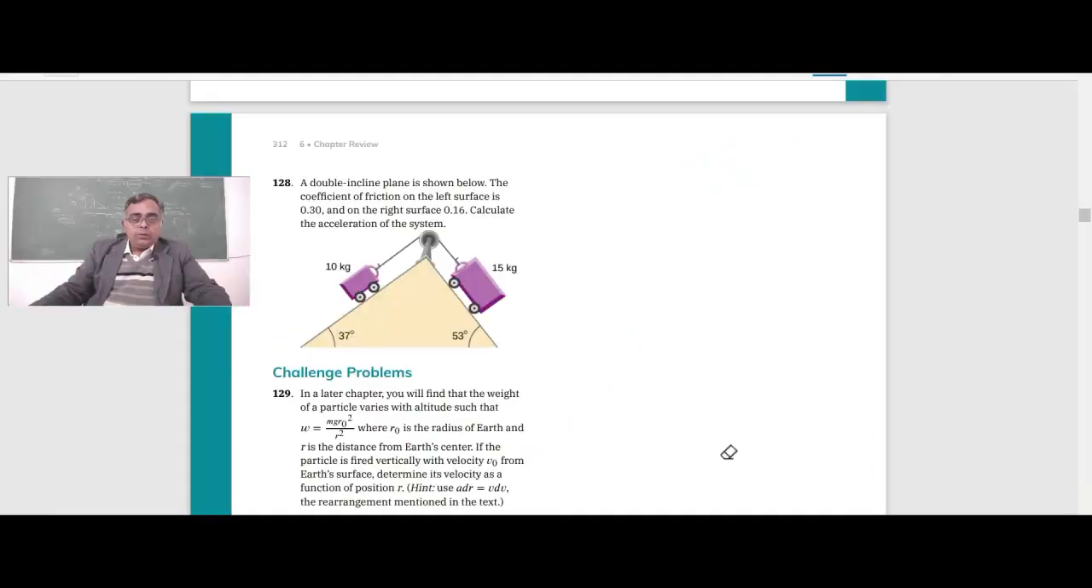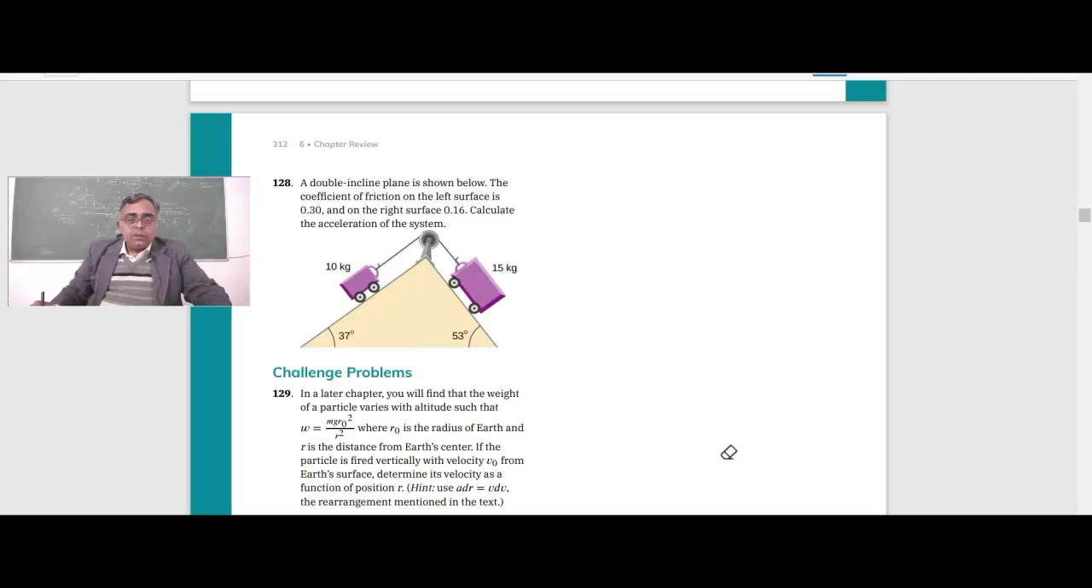Now the next important question that I am going to discuss is question number 129, in chapter 6 on page 312. In this question he is saying that the weight of a particle varies with altitude such that the weight is mg times r naught squared divided by r squared, where r naught is the radius of the earth and r is the distance from the earth's center. If the particle is fired vertically with velocity v naught from the earth's surface, determine its velocity as a function of position r.